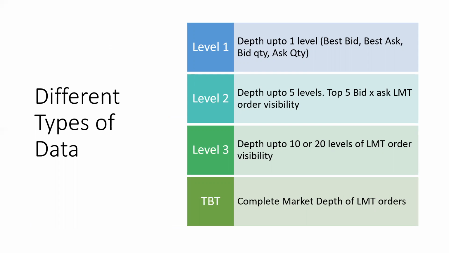Whereas level 2 data provides up to the top 5 levels. When I say level 1, level 2, level 3, all of these are nothing but limit orders only. However, we don't need these limit order levels to generate order flow. What we need is executed market orders. That is why level 1 itself is sufficient for that.